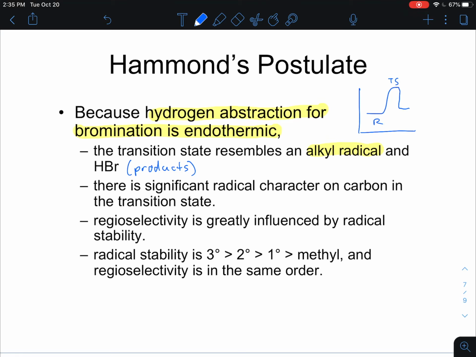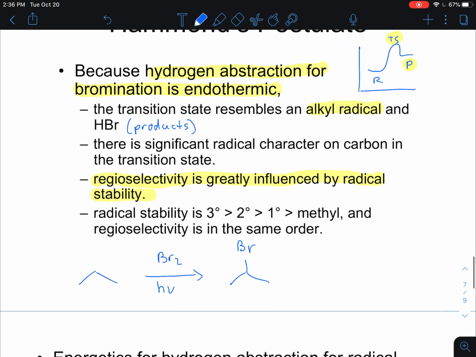reactant, transition state. Let me move my product up a little higher. Reactant, transition state, product. So now here, transition state and product are closer in energy. So it's saying since the transition state is more radical-like, regioselectivity is greatly influenced by the radical stability trend. So now when we bring in propane and react it with bromine, we're going to almost exclusively put the bromine on the more substituted carbon because the radical stability trend is a critical part of this.